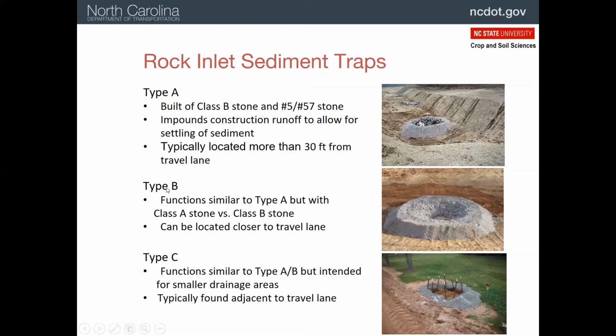We got the type B, which is pretty much the same thing, but we're using the type A stone, smaller stone. So we're not expecting quite as much flow there, and we can be closer to the travel lane as well. And then real common is the type C, where we don't have the structural stone that we see here, but instead we have that hardware cloth supported by steel stakes. And it's just basically that silt fence outlet or the special sediment control fence encircling a storm drain.